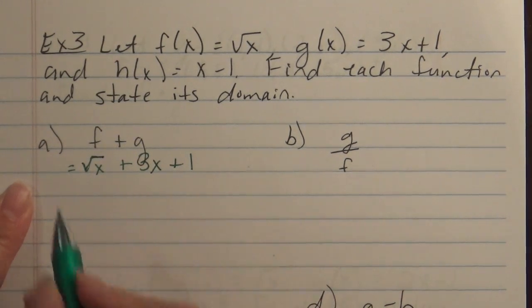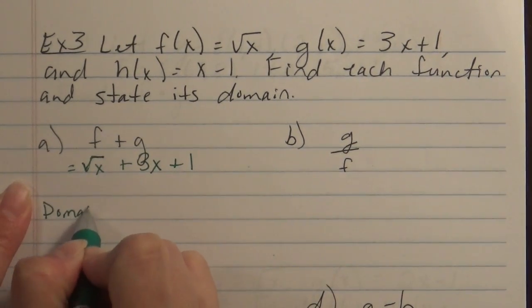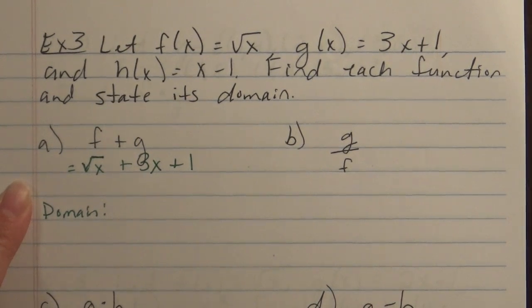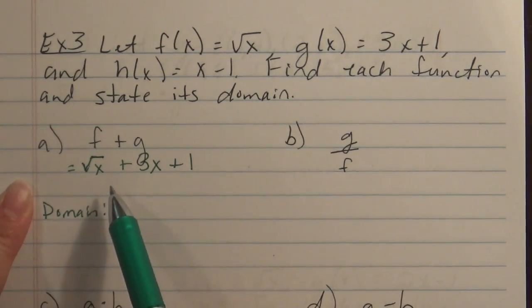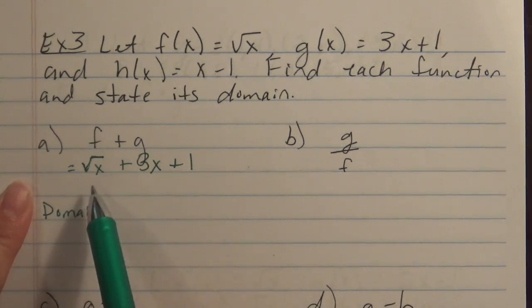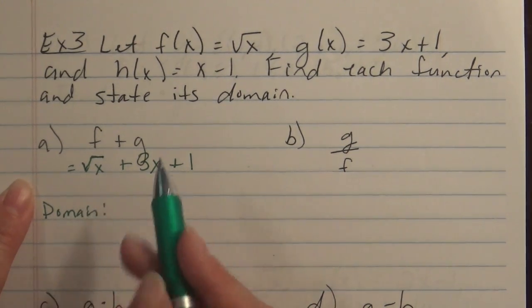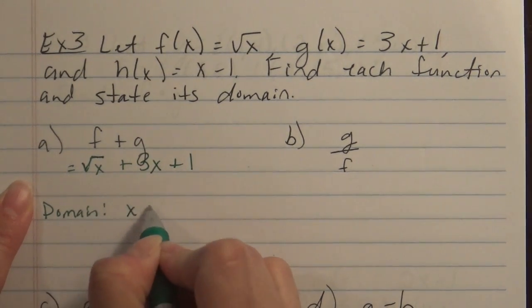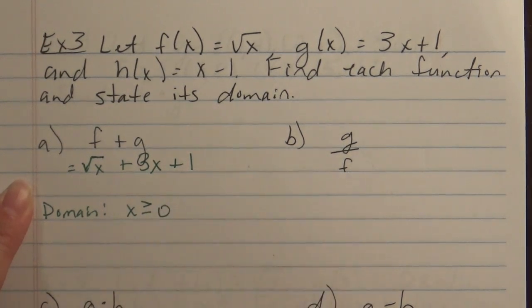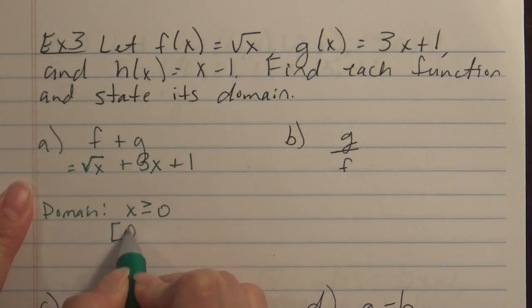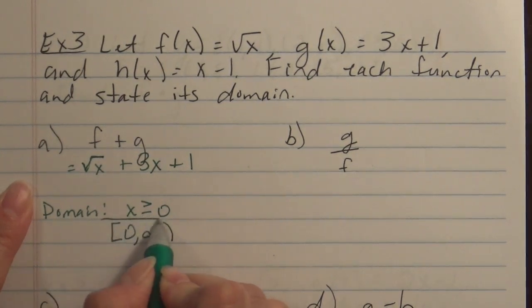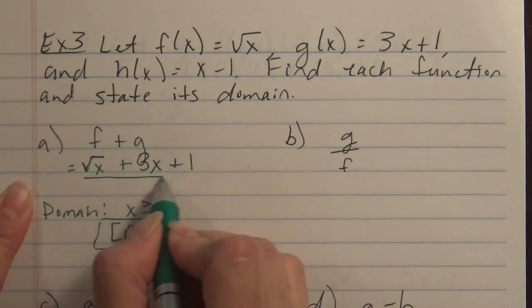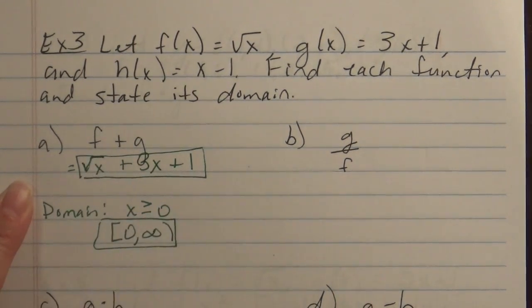They also want us to give the domain. To determine the domain, what do we have going on here? What kind of restrictions do we have on our x's? If you're working with the square root of x, then you have to be careful that you don't ever have the inside of this becoming a negative value. So your domain here needs to be, the inside must be greater than or equal to 0. So you can say x is greater than or equal to 0. The interval notation for this would be square bracket 0, infinity. So this is our domain, and this is our f plus g function.